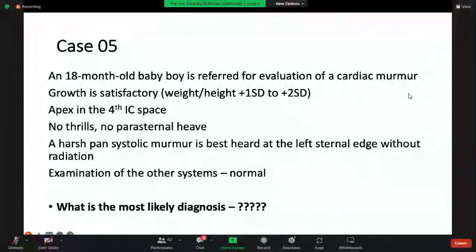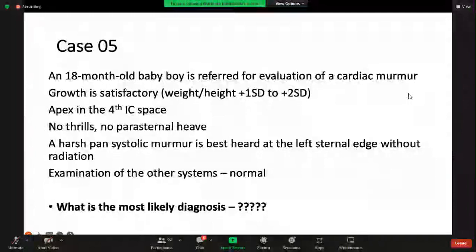Anyone? What is the likely diagnosis here? Madam, VSD, ventricular septal defect. Okay. Why do you think it's a ventricular septal defect? It's a pansystolic murmur heard at the left sternal edge, madam. All right. And do you think it's a complicated one, an uncomplicated one, just a simple VSD? What do you think? An uncomplicated simple VSD, madam.